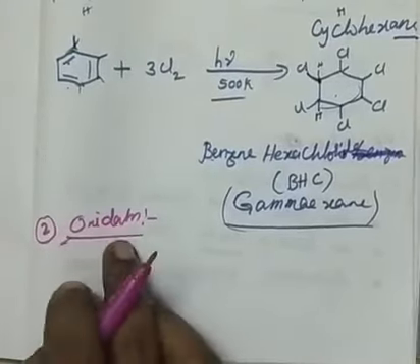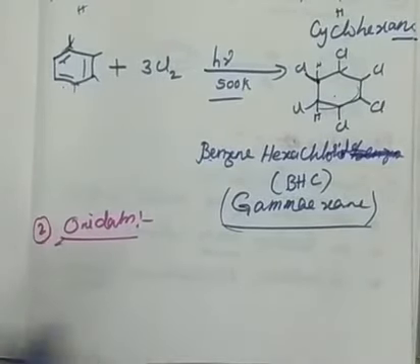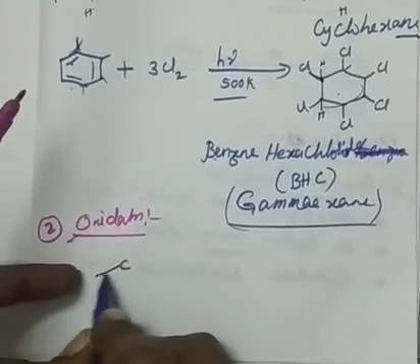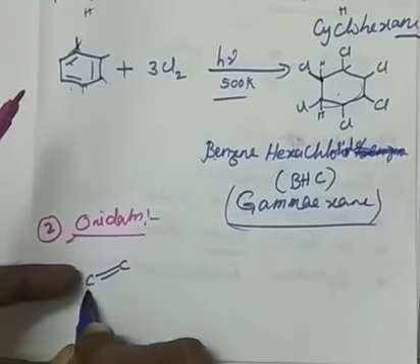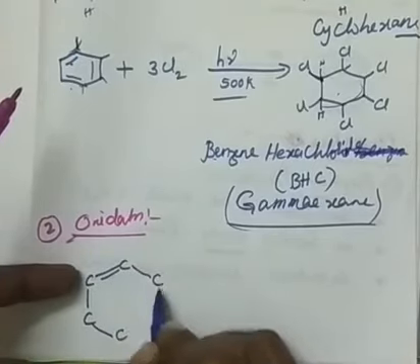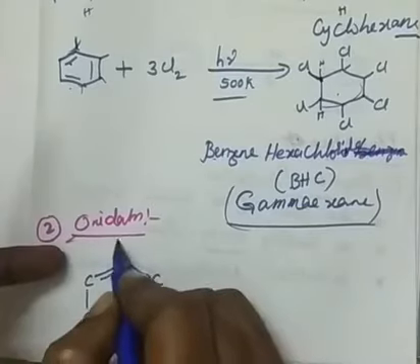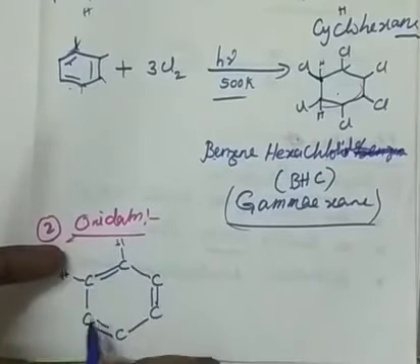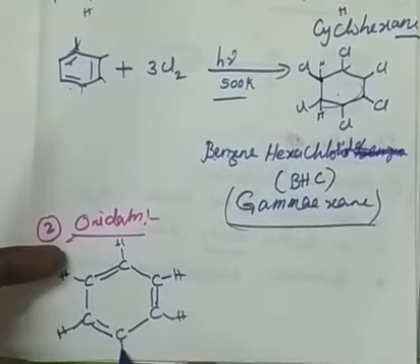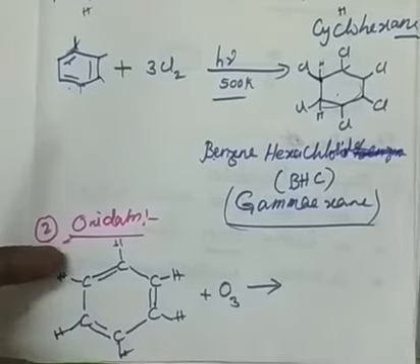Oxidation means what? Addition of oxygen. Now coming to the oxidation reactions, what we have learnt, may I write? Open like bond structure of benzene, right? So this is your bond structure of benzene. Now this one on reaction with ozone, then what would be the product formed?